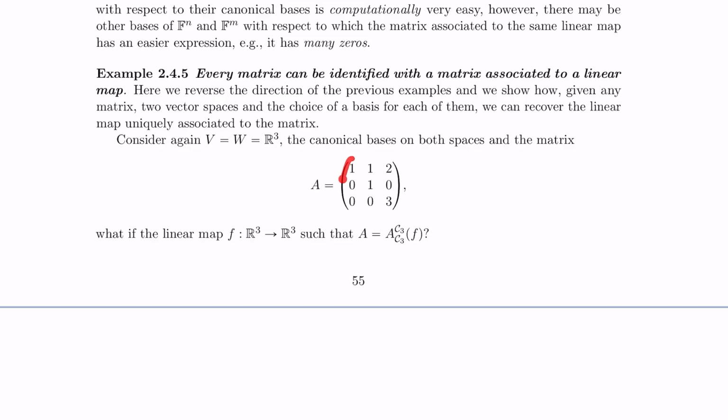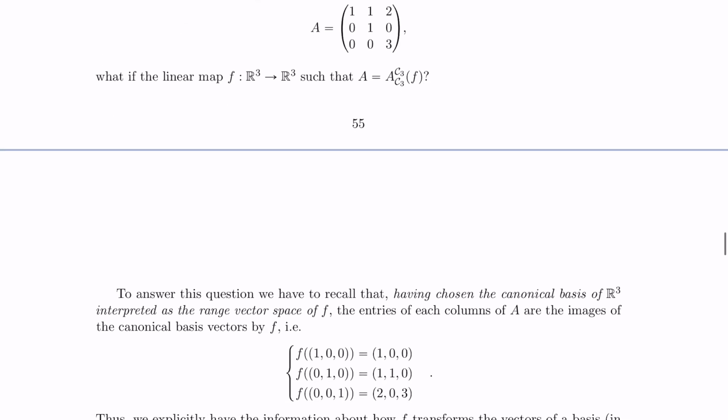In fact, each column of A will simply be the image vector of every vector of the canonical basis of R3. And so we have that f of the first vector of the canonical basis of R3 will be 1, 0, 1, taken from this column. F of the second vector of the canonical basis will be 1, 1, 0, and f of the third canonical vector will be 2, 0, 3, right here.